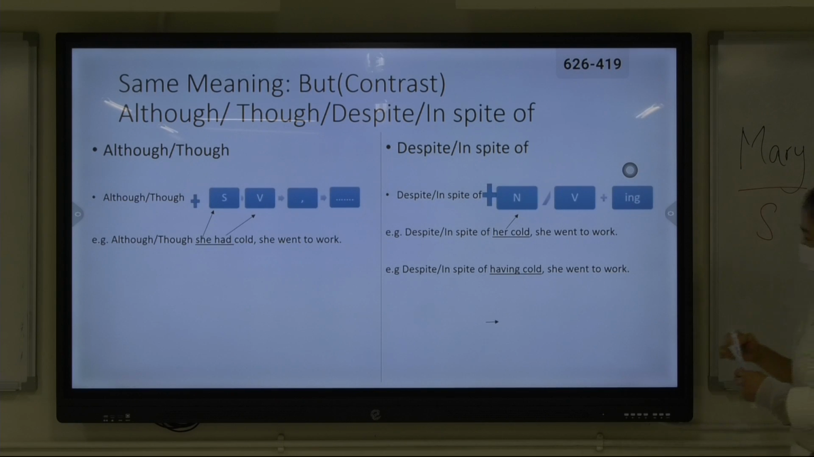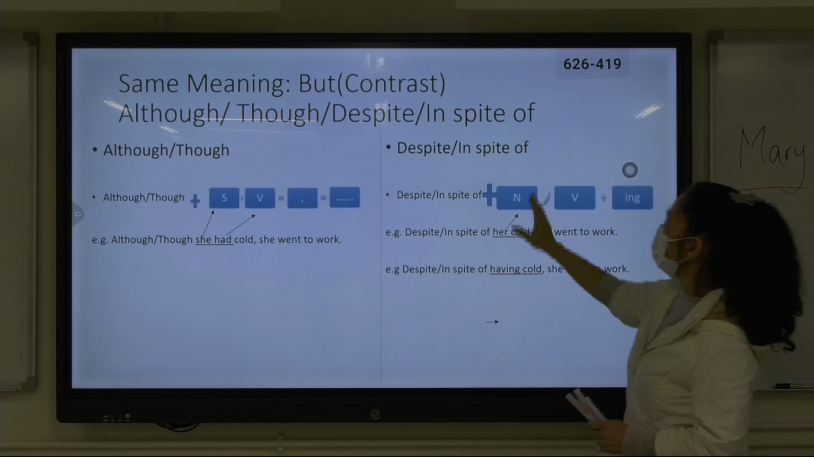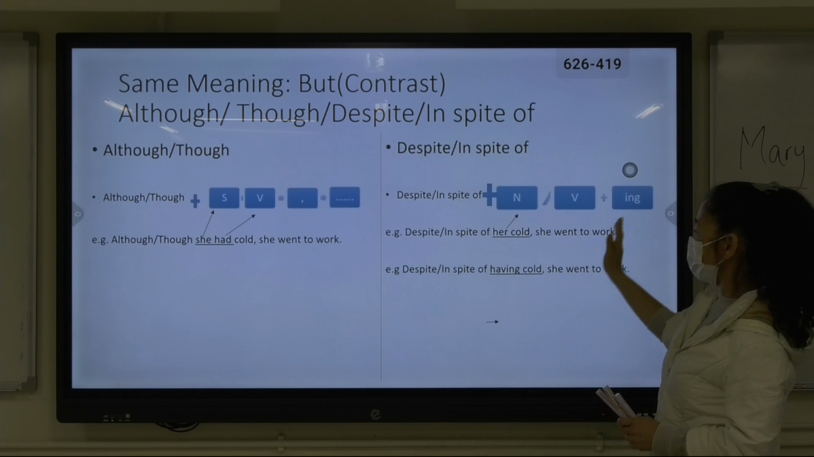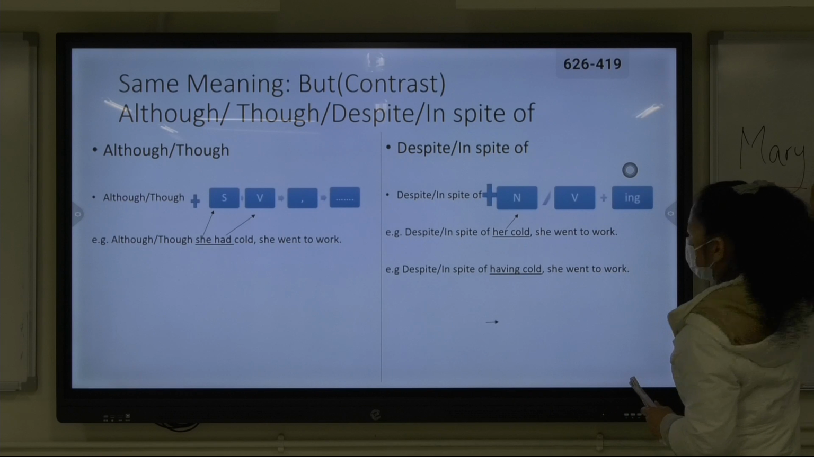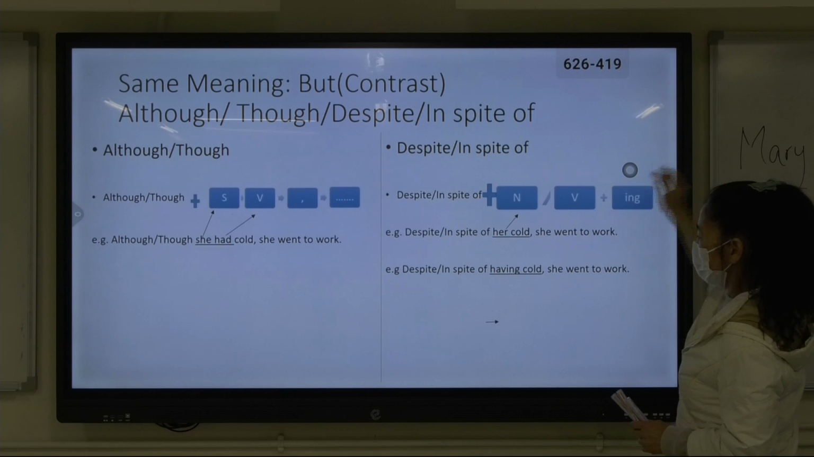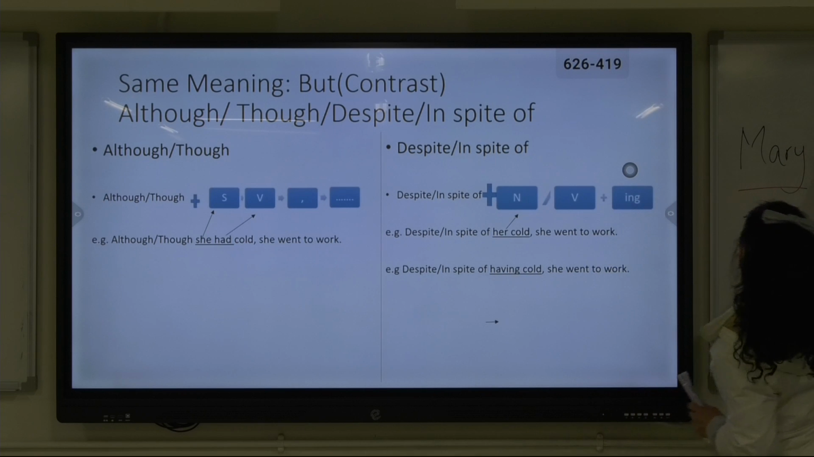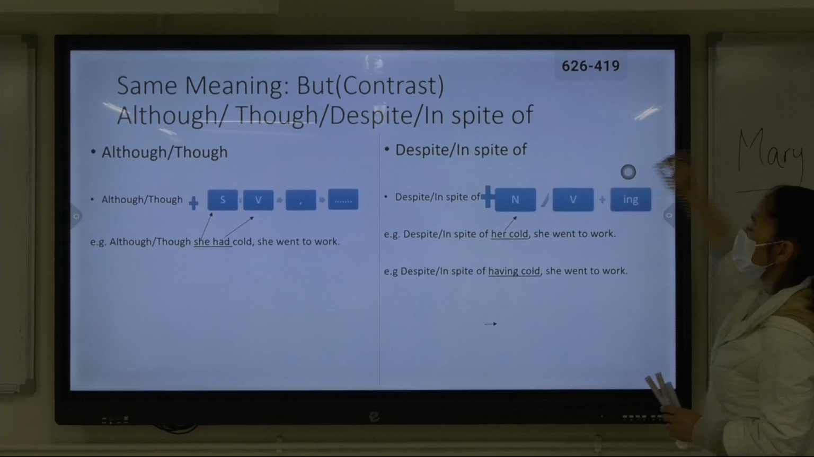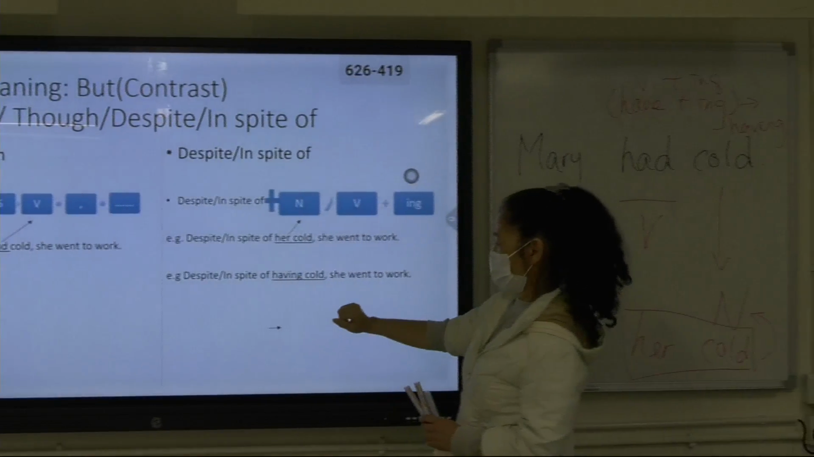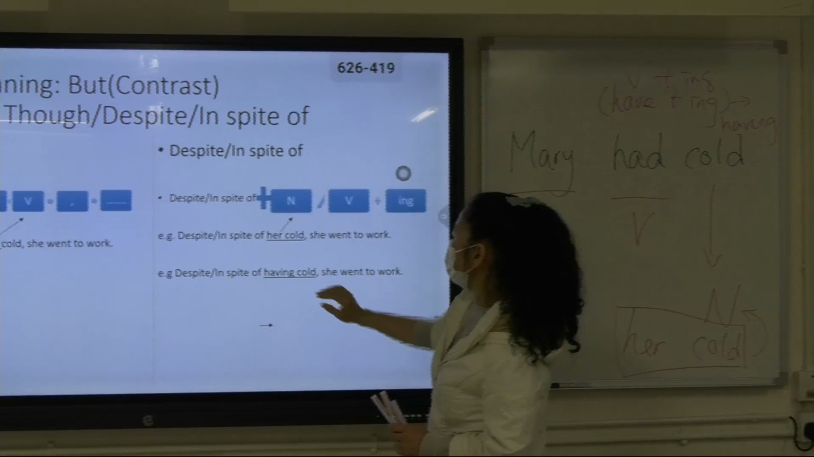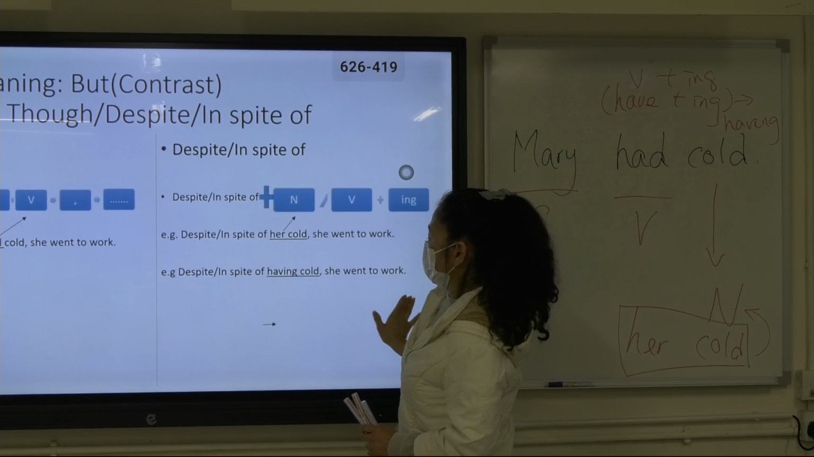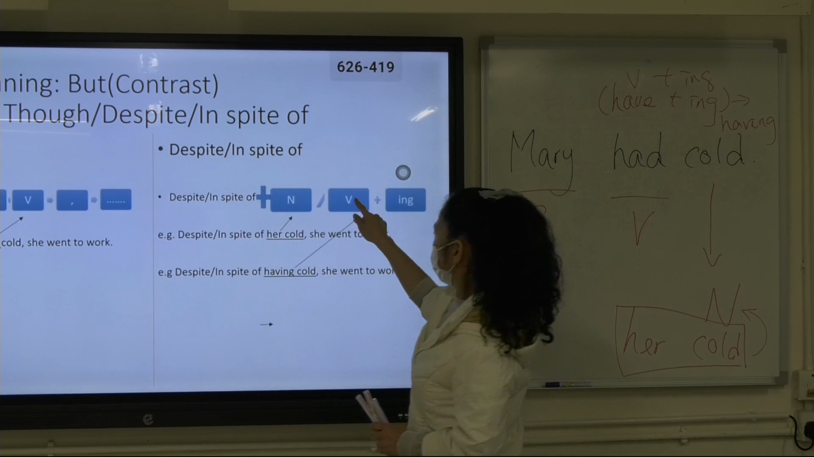Right? So that's why if you don't use the noun, you can use verb plus ing. Pick up the noun, the verb, had. And of course, go back to the same verb, the present tense plus ing, become having cold. So this is the noun, having cold, the verb. Alright, so having cold.